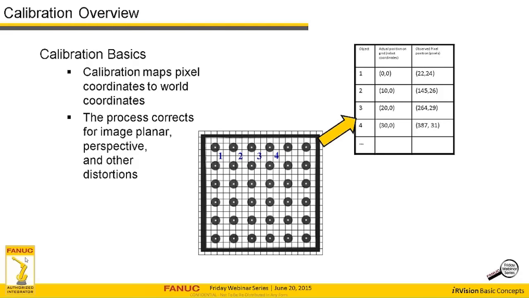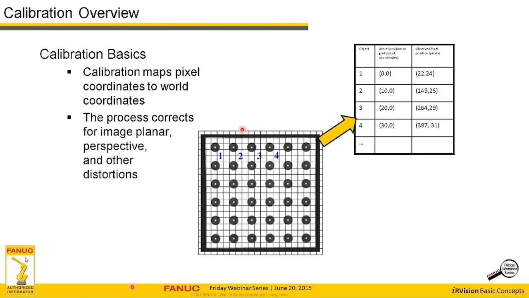First of all, I'd like to talk about calibration basics. I think if you have an understanding of why we do calibration and what you do to calibrate a system, you will better understand the process that we go through when we use these different calibration tools. At its most basic, calibration simply maps pixel coordinates to world coordinates.